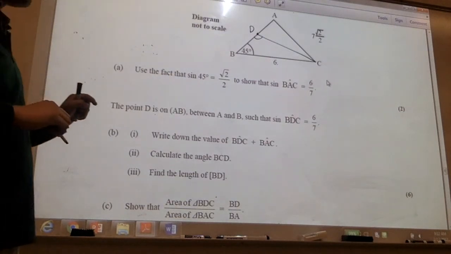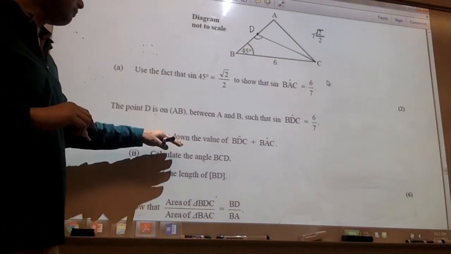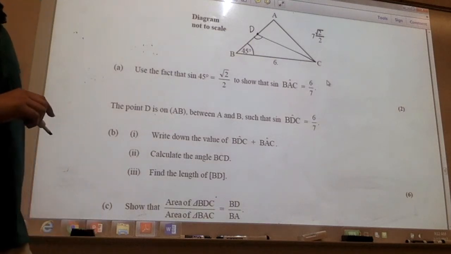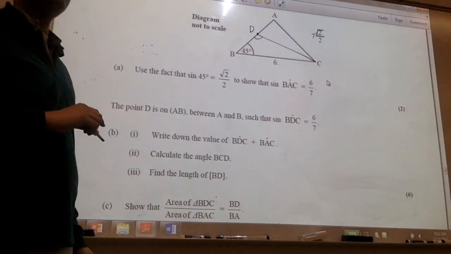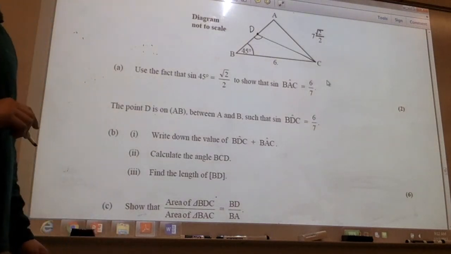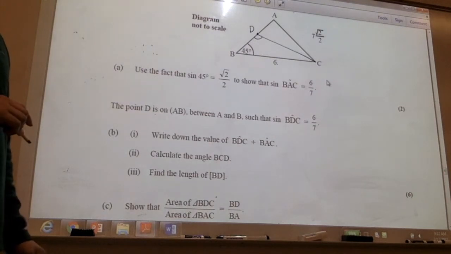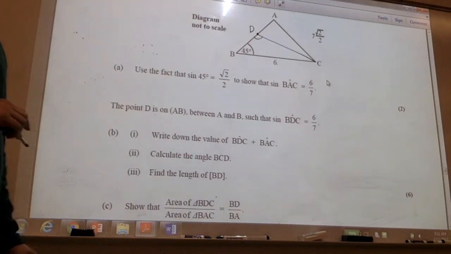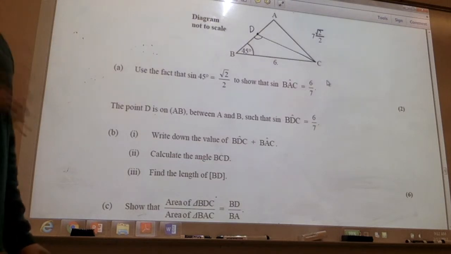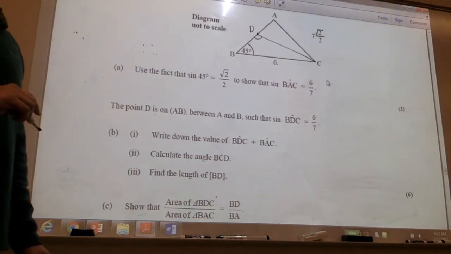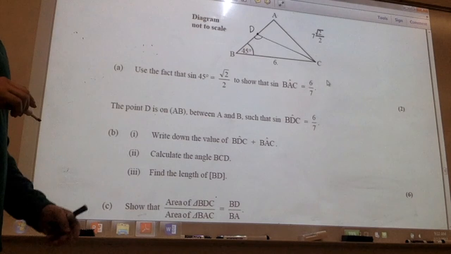Now here is, how do you prove this one? Write down the value of angle BDC and BAC. How do you get that? Can't you use the law of sines to find the angle A? And BAC and BDC have to be the same because they both equal the same thing. Okay, now here is the thing.